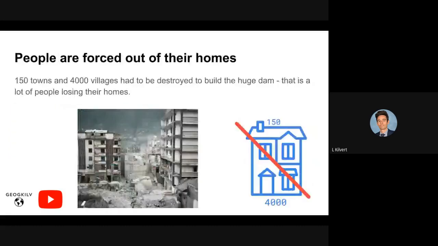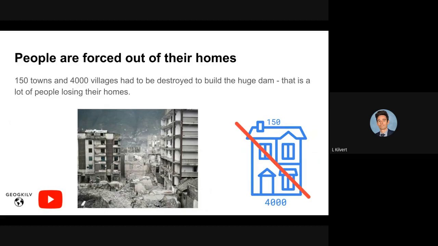Then we've got people being forced out of their homes for that huge reservoir. So I've got here that 150 towns, 4,000 villages had to be destroyed to build this huge dam. And that's, let's face it, a lot of people losing their homes, losing their communities, losing their villages, losing their towns that they've grown up in.